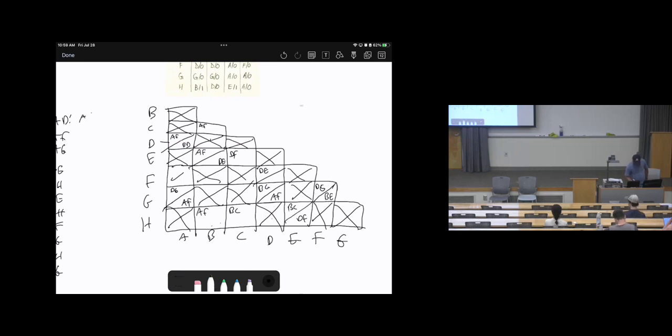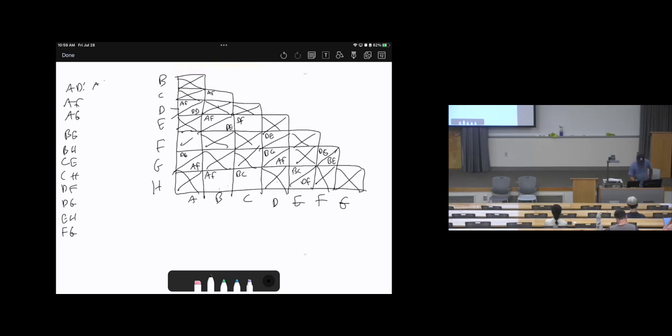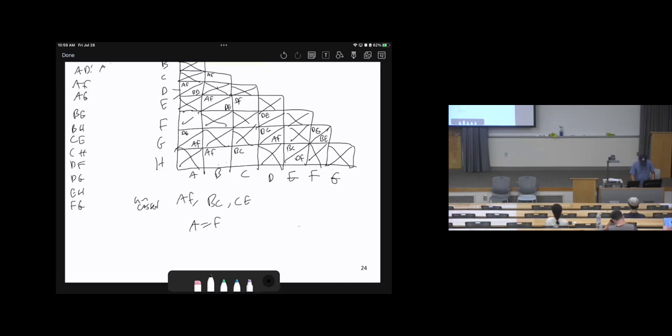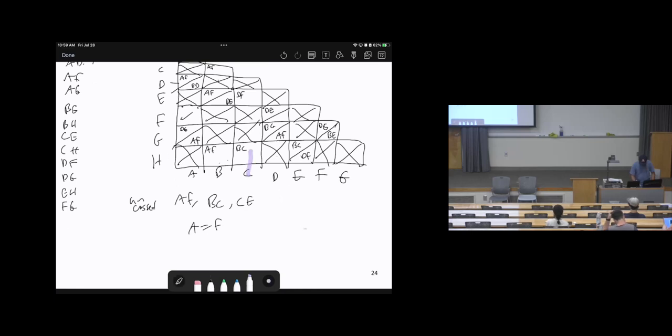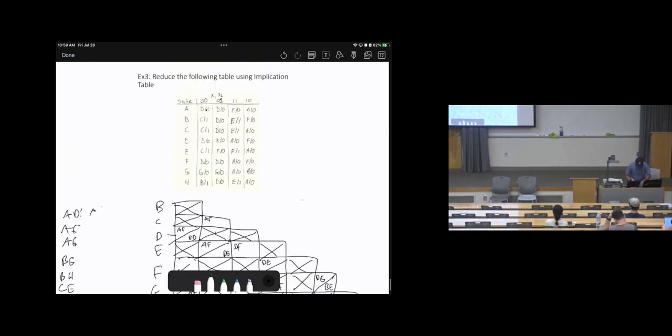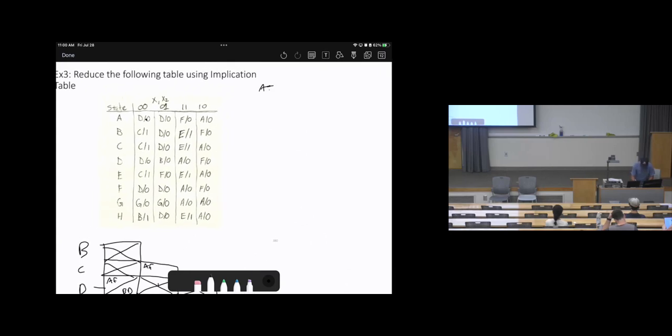Where is it? Here. So as a result, we will get the uncrossed blocks. We have AF, uncrossed, A with F, and B with C, then C with E, yes. So as a result, A equal to F, I think this is C, C with H, I forget why I wrote E, C with H. A equal to F, B equal to C, C equal to H. Then you can redraw this reduced table. It will look like this one, because again, F equal to A, C equal to B, H equal to B.